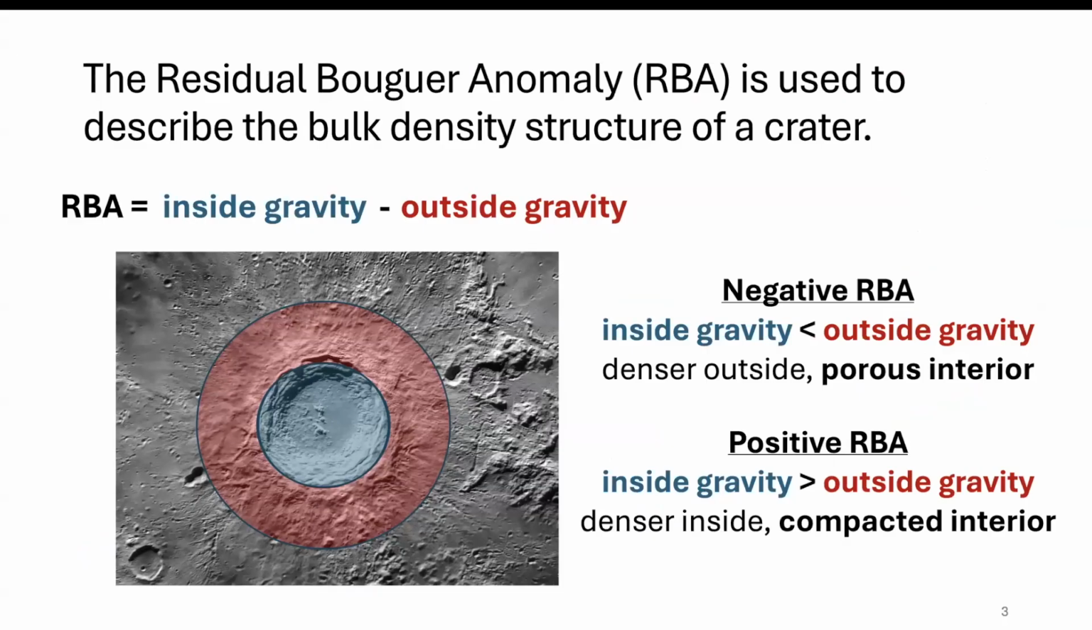Another piece of background is what the residual Bouguer anomaly is. Basically, it's used to describe the bulk density structure of an impact crater. We're looking at the gravity inside versus the gravity outside of a crater. A negative residual Bouguer anomaly would be when the inside gravity is less than the outside gravity, so the inside is less dense than the outside, a porous or fractured interior. Then a positive RBA would be the opposite: the inside gravity is stronger than the outside gravity, a more dense interior.